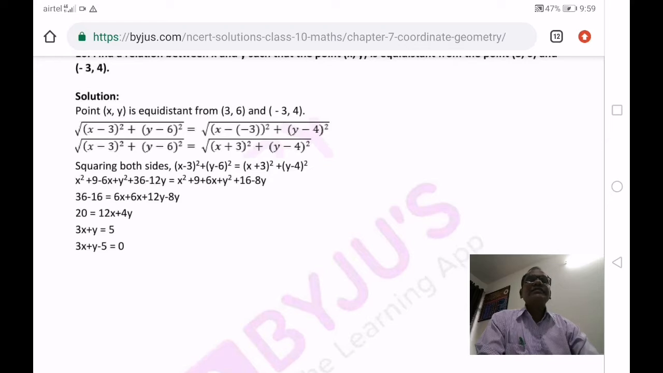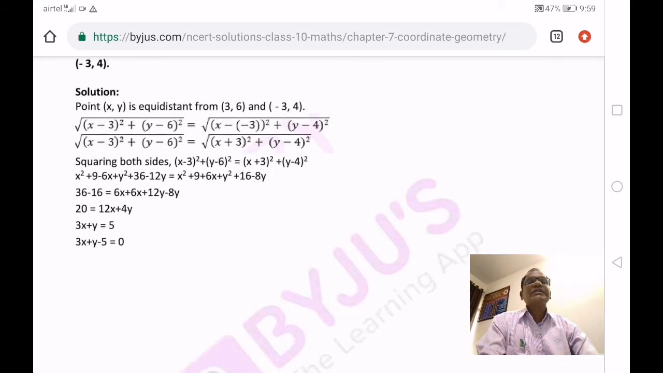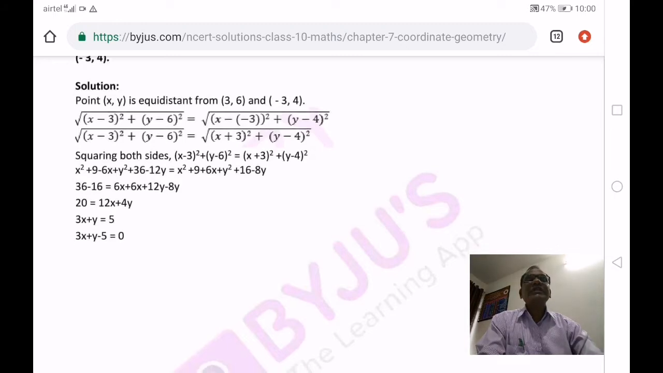Then what is remaining? (x minus 3) whole square plus (y minus 6) whole square equals (x plus 3) whole square plus (y minus 4) whole square. We have to simplify this by using (a plus b) whole square or (a minus b) whole square. On both sides we get: (x minus 3) whole square means x square plus 9 minus 6x, plus (y minus 6) whole square means y square plus 36 minus 12y. Like that only, (x plus 3) whole square is x square plus 9 plus 6x, plus y square plus 16 minus 8y. On both sides x square gets cancelled and y square also gets cancelled.